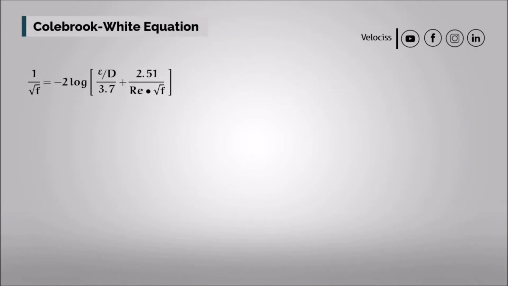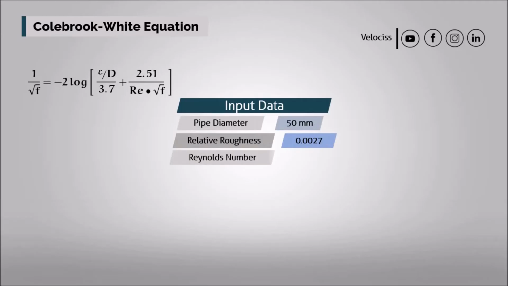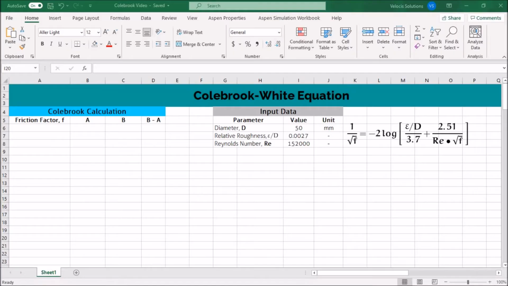In order to do this, you should have some input data. As this session aims to make you understand how to solve it using Excel, we will add random input data for that. Let's say that our initial guess for pipe diameter is 50 mm, the relative roughness is, say, 0.0027, and the Reynolds number is 152,000.